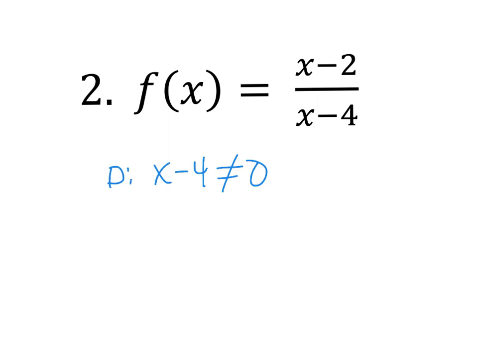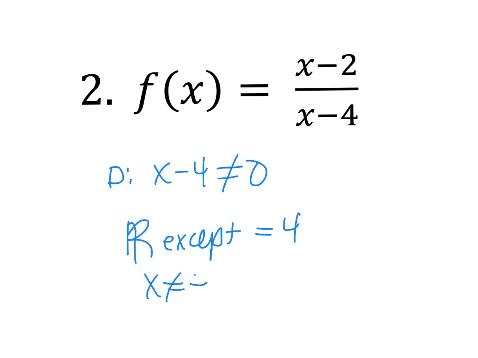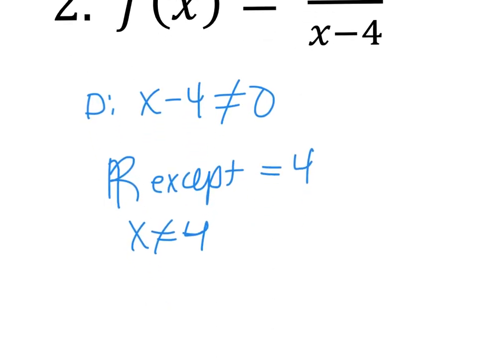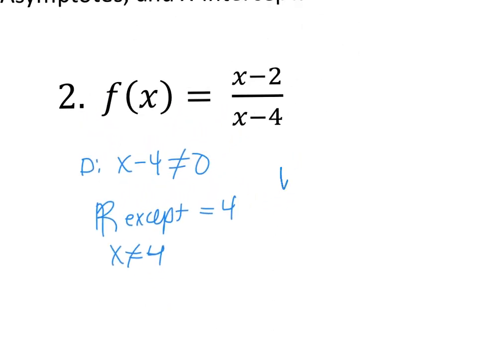If I said the denominator not equal to 0, I know my domain is all real numbers except what? X equals 4. You can tell me x cannot be 4. Everything in the world will work except for 4, because what happens when I put 4 into this equation? The denominator becomes 0. Good. So since I already found my domain, I, in a sense, already found my vertical asymptote.